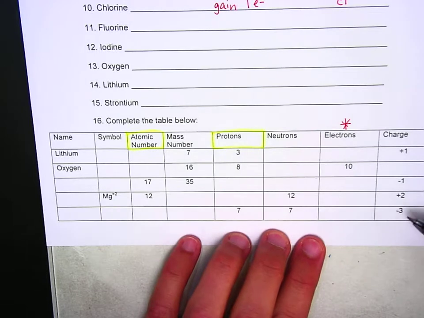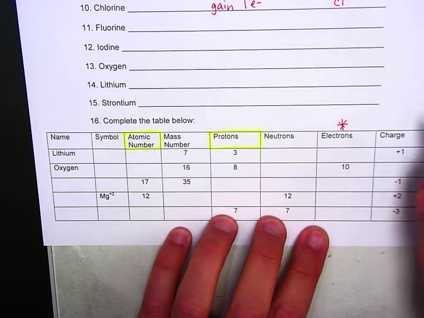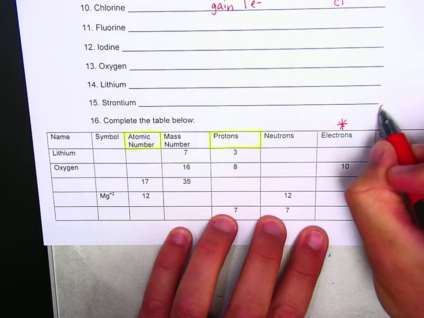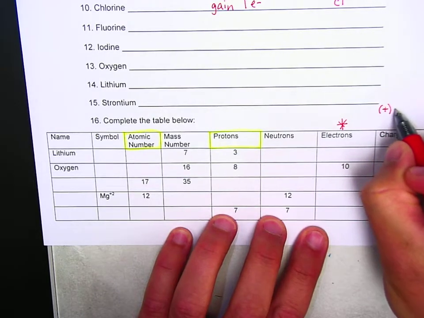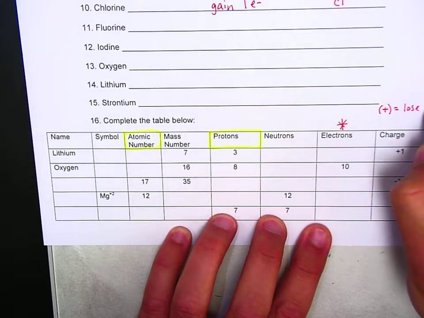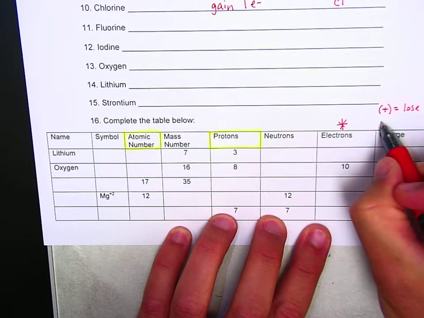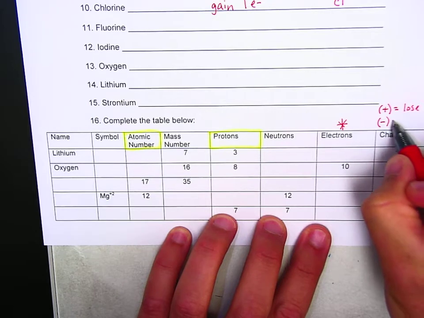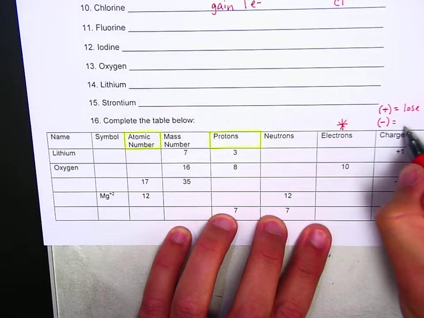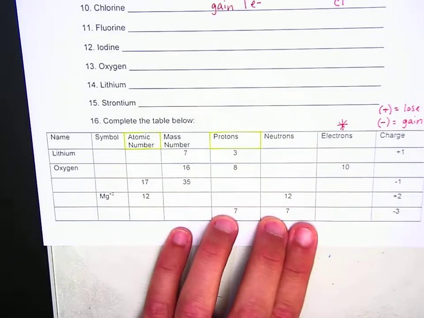And also this charge number, this last column. So you want to remember, and I'm going to put in parentheses here, add these notes: if we see a plus sign, that means we are losing electrons. If you see a minus sign, that means that atom or that ion is gaining electrons. And again, we will be using our periodic table to help.